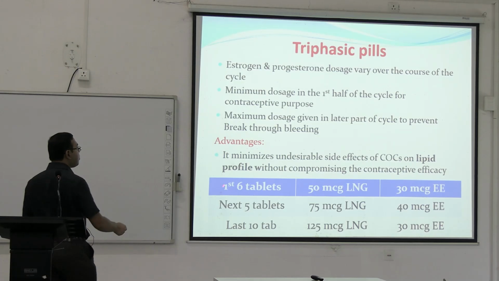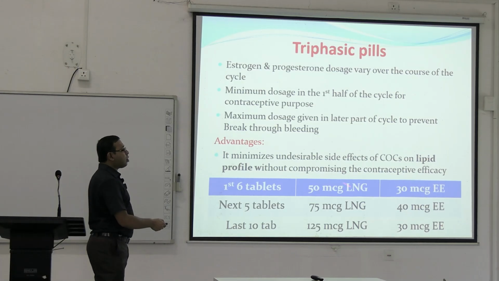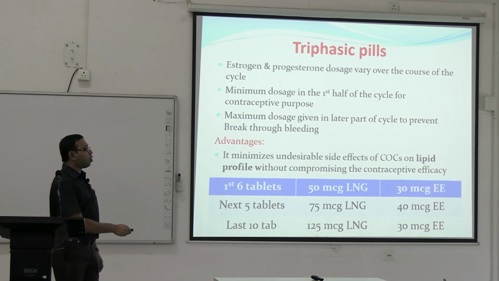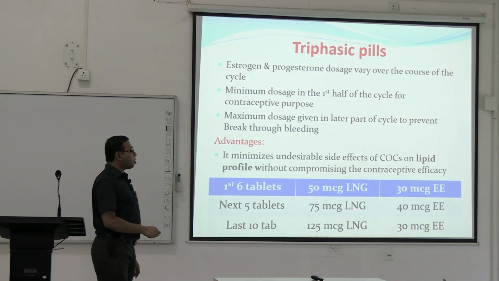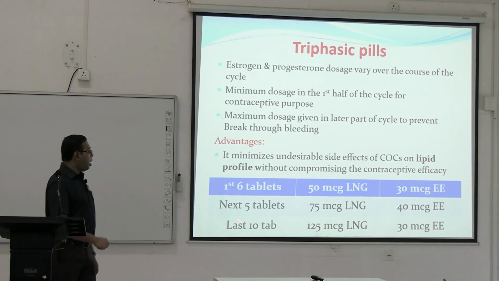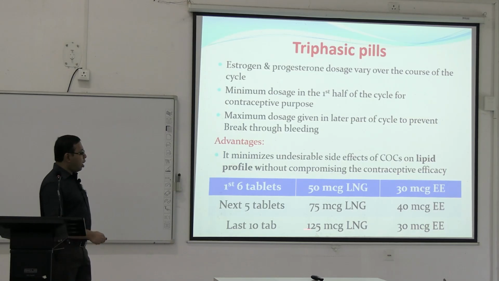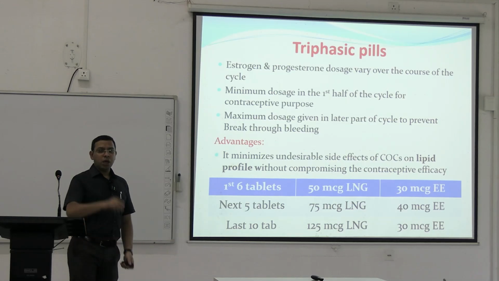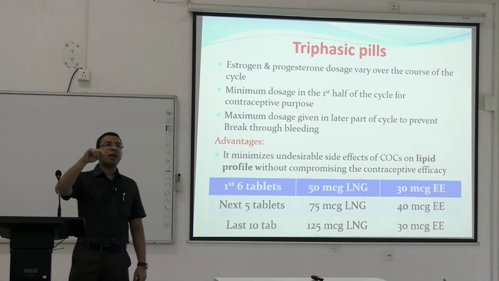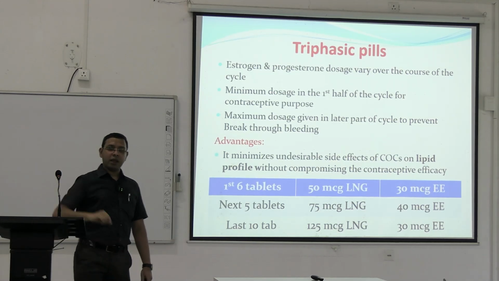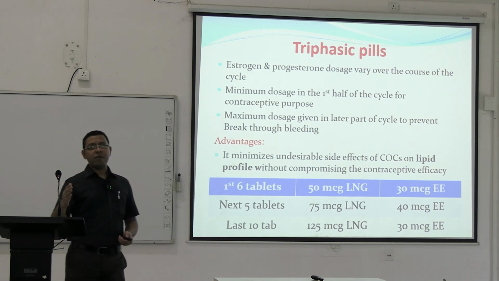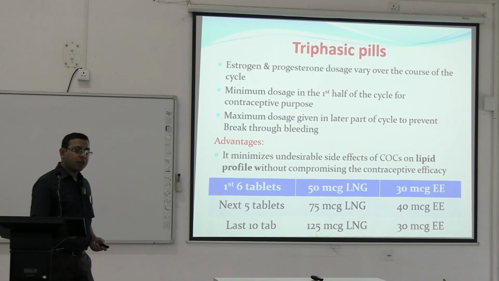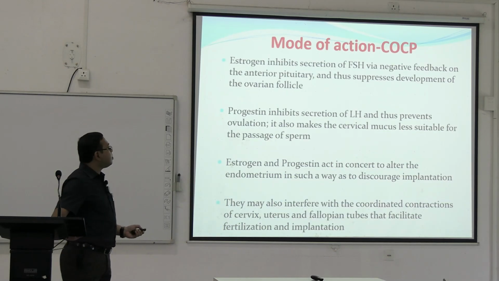So you can see the first 6 tablets contain 50 microgram levonorgestrel and 30 microgram ethinyl estradiol, the next 5 tablets 75 microgram levonorgestrel plus 40 microgram ethinyl estradiol, and the last 10 tablets high dosing, 125 microgram levonorgestrel and 30 microgram ethinyl estradiol. Usually in the package the days are coded, that is day 1, 2, 3, 4, 5, 6 like this. So this is known as the triphasic pill. Of monophasic, biphasic and triphasic pills, most commonly the monophasic pills are used, but the others are more physiological.